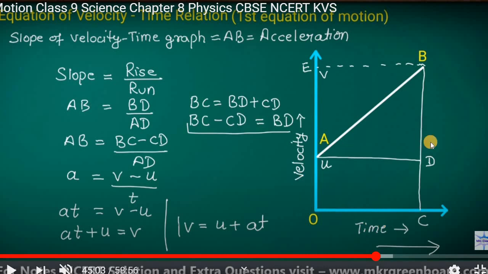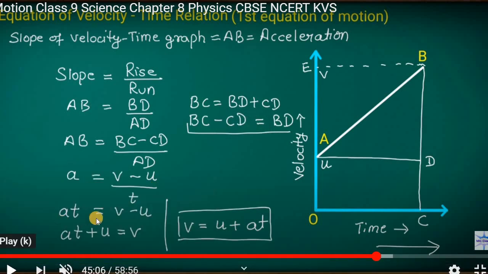So instead of writing down AD, we can write down the T. Now let's rearrange this formula. AT is equal to, here this A comes to this side and multiplies with the T. So the AT is equal to V minus U.